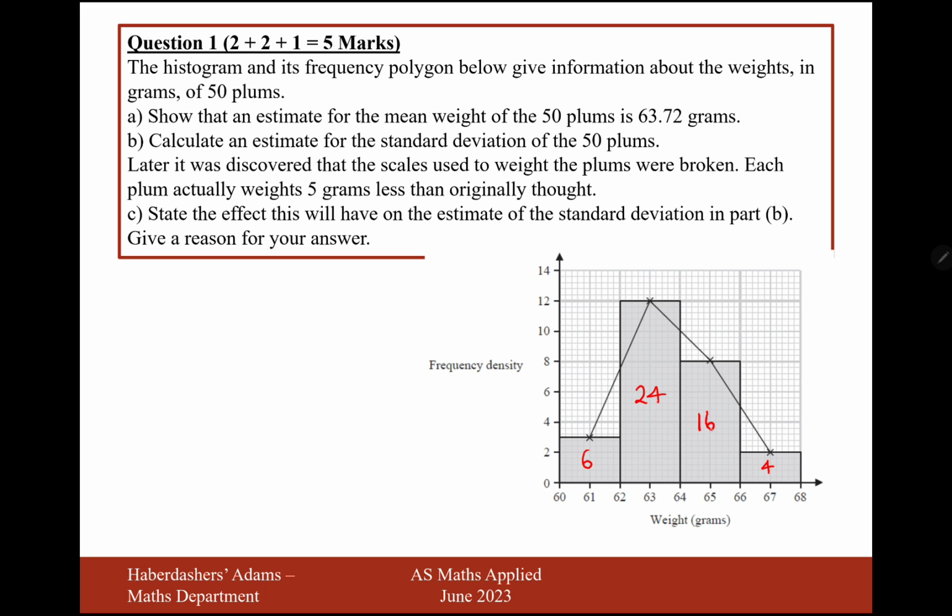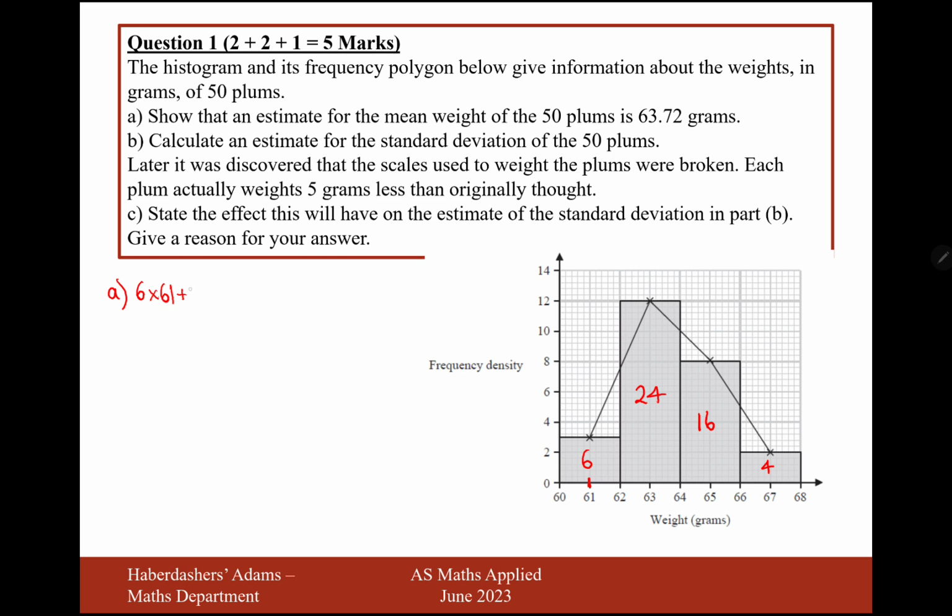So this is the number of plums in each of the different categories. So we want to find a mean weight for these 50 plums, so that is to add up all your data and divide by how much data you have. In this case, we have 6 plums that are approximately, well, we'll have to use the average, which is the middle number of 61 grams. So 6 lots of plums, that's 61.